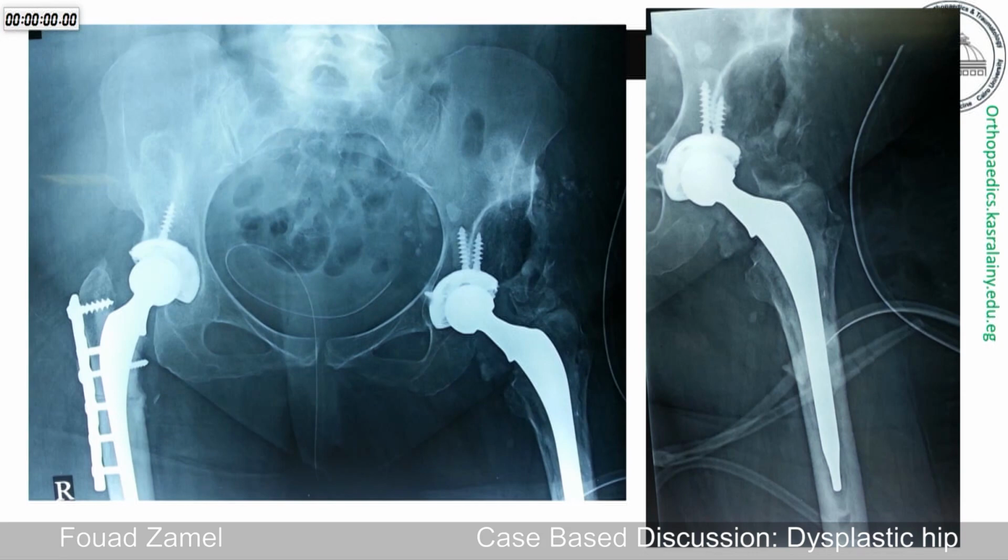Dysplastic cases are challenging cases that require special preparations. You have to do a proper CT preoperatively, good planning, decide what you need. Most of the time you can use standard hips. You don't need special devices or very expensive cups, or CAD-CAM, or things like that. Most of the time you don't need an augment. It doesn't matter what technique you use.